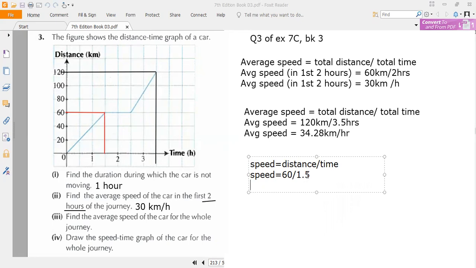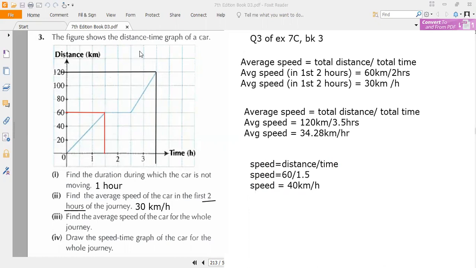When I simplify it, the speed comes to 40 kilometers per hour. The speed is coming 40 kilometers per hour, and it is coming over here. For how much time this has happened, I will tell you that also.